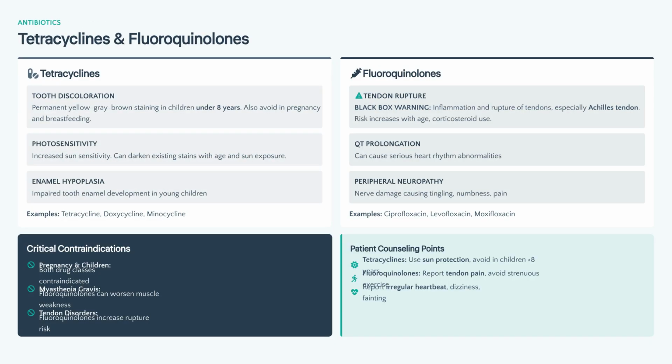Tetracyclines cause permanent tooth discoloration in children under 8 and photosensitivity. Fluoroquinolones carry a black box warning for tendon rupture, particularly the Achilles tendon, and should be avoided in patients with myasthenia gravis or tendon disorders.